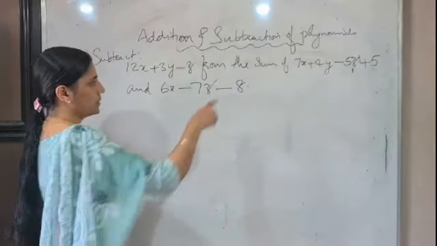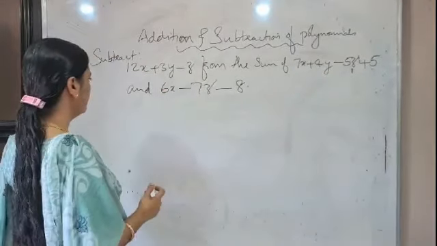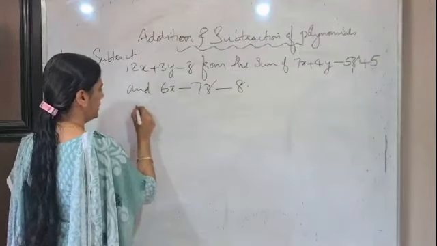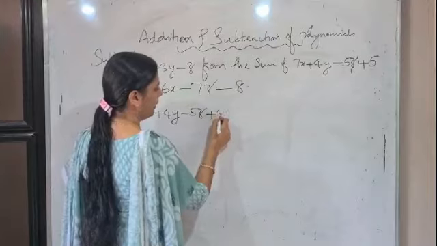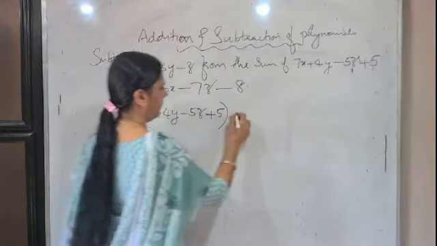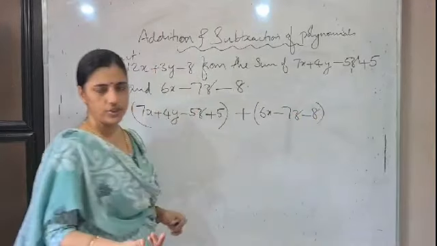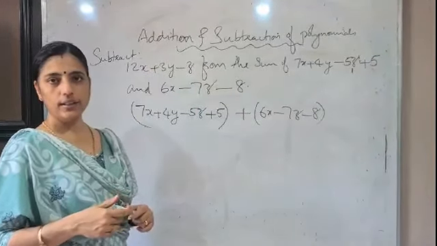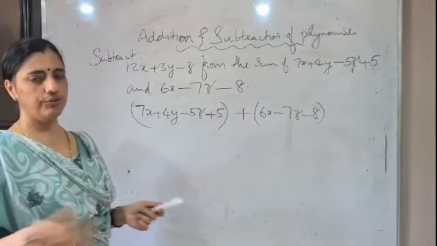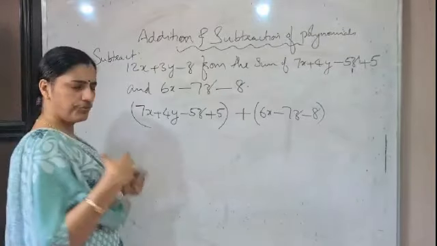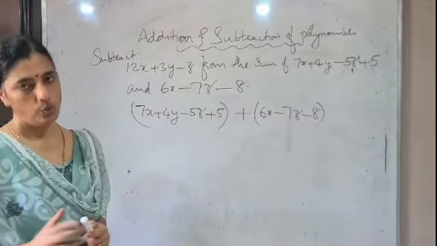Okay. So first I am going to add these two. 7x plus 4y minus 5z plus 5 plus 6x minus 7z minus 8. There may be a small change from what you have studied in 7th standard, only in the method. But both are meaningful. You have to adjust. Or if you want to follow what you have studied in 7th standard, also no problem. But the only one thing, don't use the vertical method.